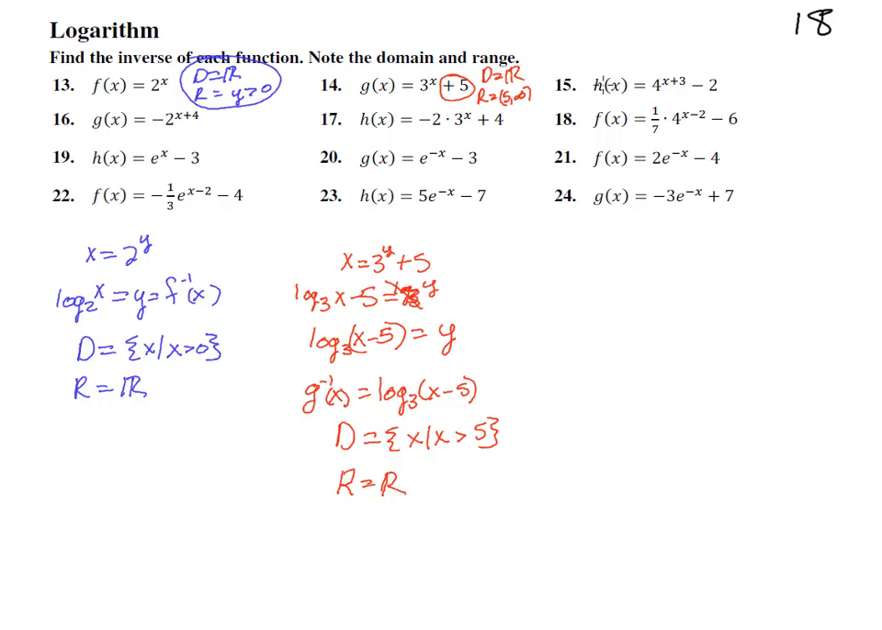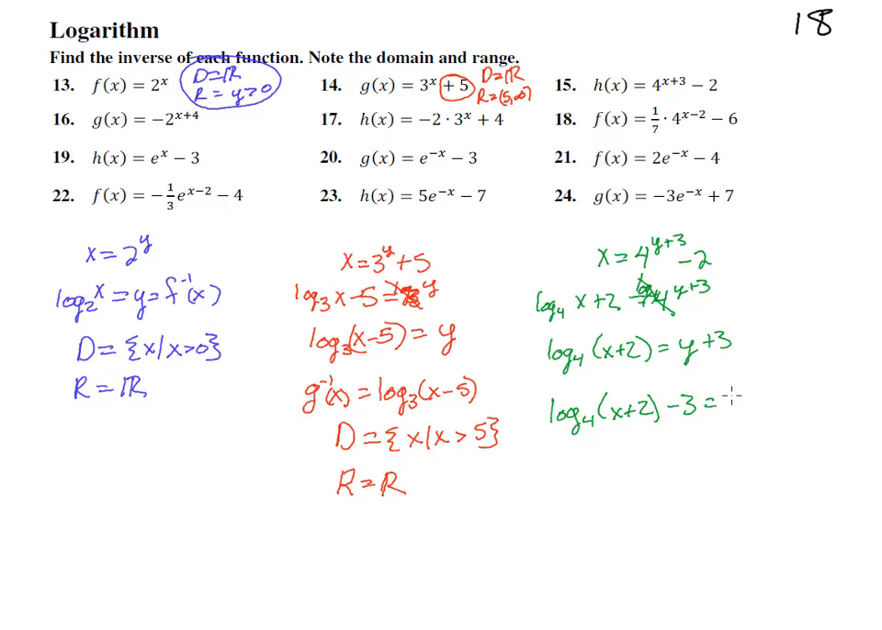All right, number 15. Here we switch the x and y places, and we have x equals 4 to the y plus 3, minus 2. Now let's solve for y. Add 2 to both sides, and we get x plus 2 equals 4 to the y plus 3. So now we log base 4 both sides. That's the opposite of exponentiation. And those cancel, and we're left with log base 4 of x plus 2 equals y plus 3. And now subtract 3. So we get log base 4 of x plus 2, minus 3 equals y, which is the inverse of h. So this is h inverse of x.